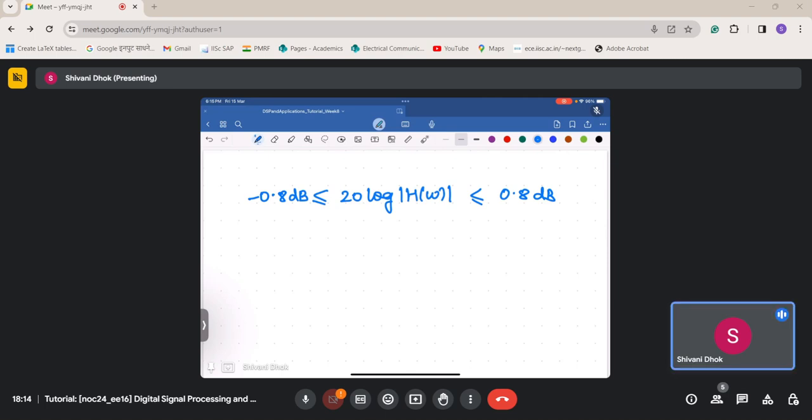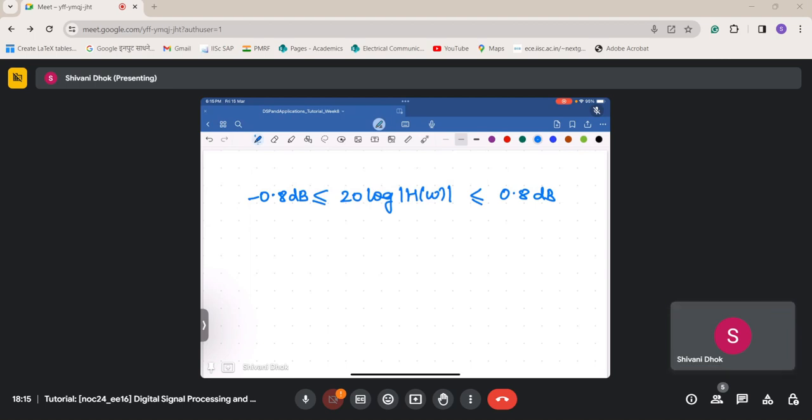Alpha P. What is alpha? Alpha means attenuation, the maximum allowed attenuation in the passband. There should not be any attenuation, but there is some, and it should not exceed 0.8 dB. This is not attenuation as such, it is like a deviation: how much you can go up and below a particular level.